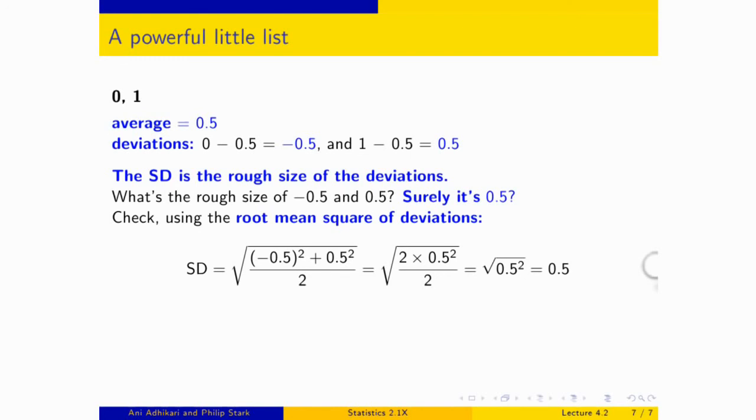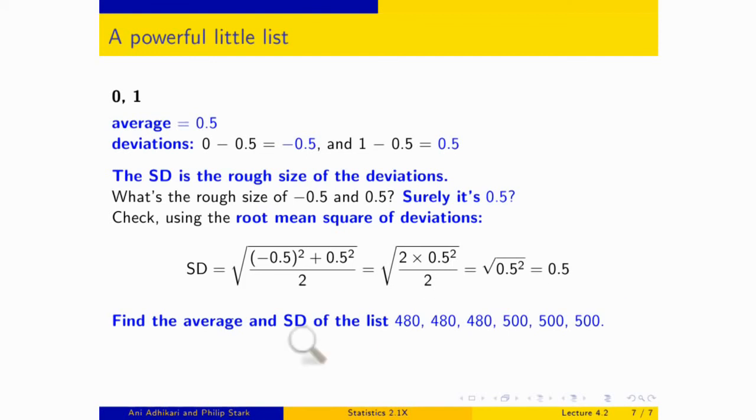You can also lift this discussion up to lists that have two kinds of values in them. So here's a problem. Find the average and the SD of the list. Well, here's a list. And I've been asked to find the average and the SD, and I am lazy. If I can avoid doing a calculation, I will avoid it. So the first thing I notice is that there are two kinds of numbers, 480 and 500. And there's an equal proportion of each kind. Half of the list are 480 and half are 500.